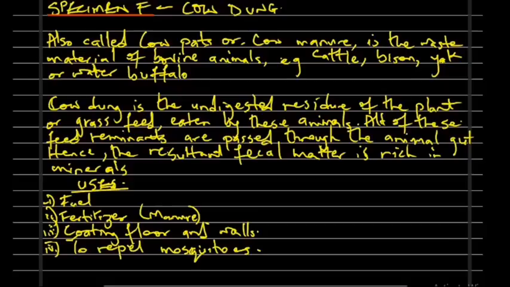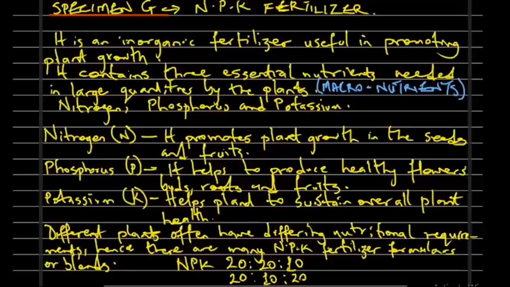So immediately we move over to the next specimen, which is specimen G, and specimen G is talking about the NPK fertilizer. The NPK fertilizer is an inorganic fertilizer useful in promoting plant growth. Now this particular fertilizer is inorganic. It is not natural, even if it is from natural elements, it is not found in natural form. So it is inorganic because it is actually synthesized, it is produced. It is not produced from organic materials like the plants and animals. So it is actually being produced.